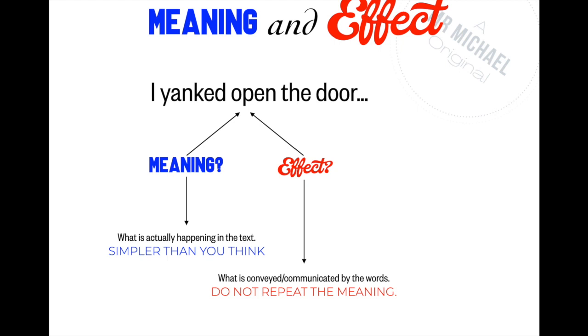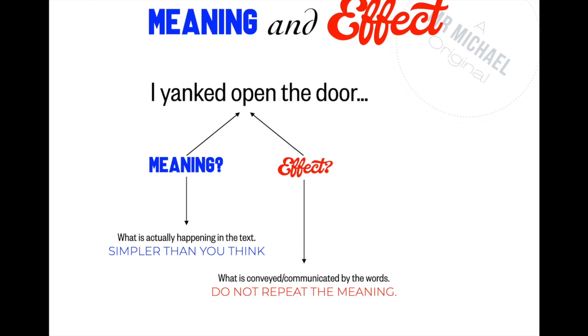Let's use this example as an explanation of how to answer meaning and effect questions. Do you know what the word yanked means? I'm sure you're all shouting definitions. Yank means to pull something violently or with force. It's not the same as he pulled open the door. I yanked open the door. Do you see the difference between the two? If I pull open the door, it can be quite gentle, it can be quite slow. But if I yank open the door, maybe there's a bit of emotion behind that.